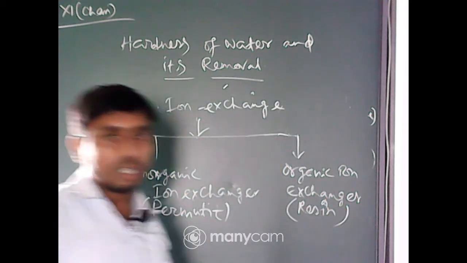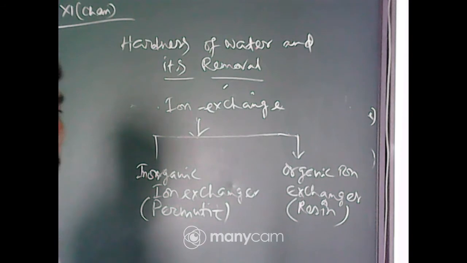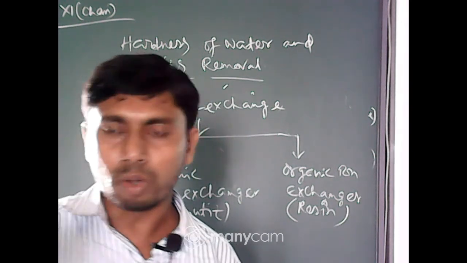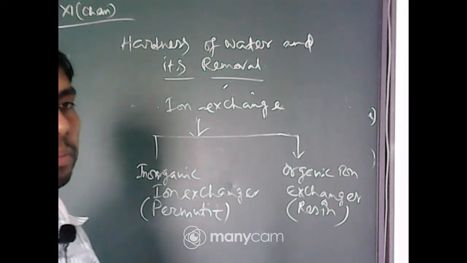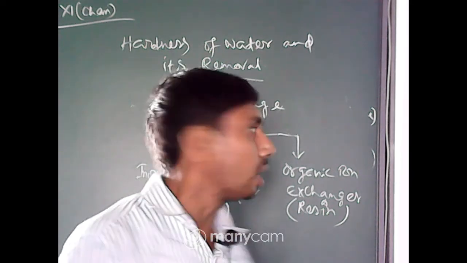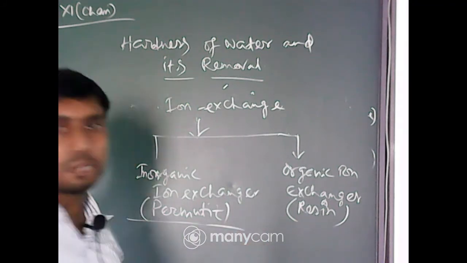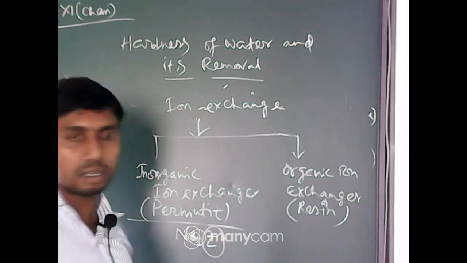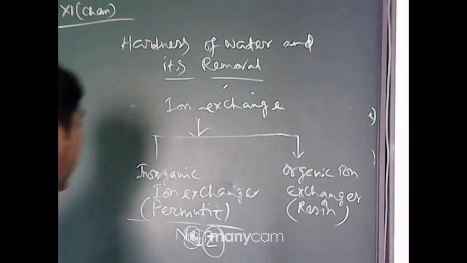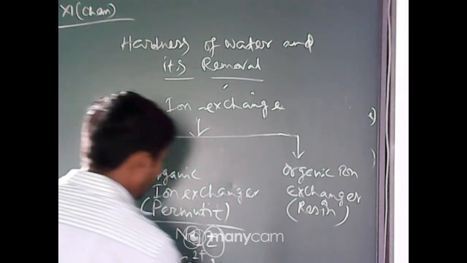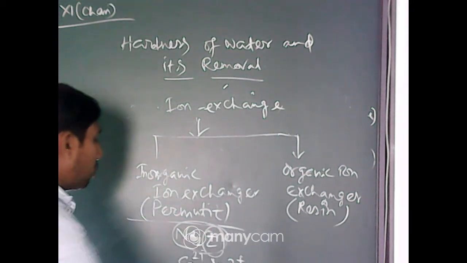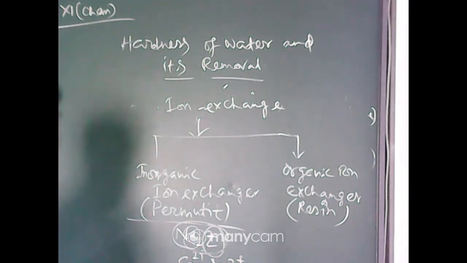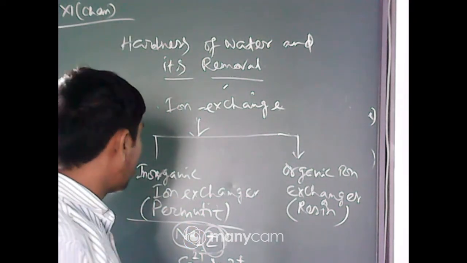Now resin is a solid substance which may be synthetically formed, or sometimes it is formed from plant origin also. It is a hard substance. When it is synthetically prepared, it has some special characteristics. Last day I told you about permutit. It is symbolically represented as Na2Z, where Z is a large molecular mass. When calcium or magnesium ions come in contact with permutit, it exchanges the sodium with the calcium, and the hard water changes to soft water. That was the inorganic ion exchanger, the permutit method.